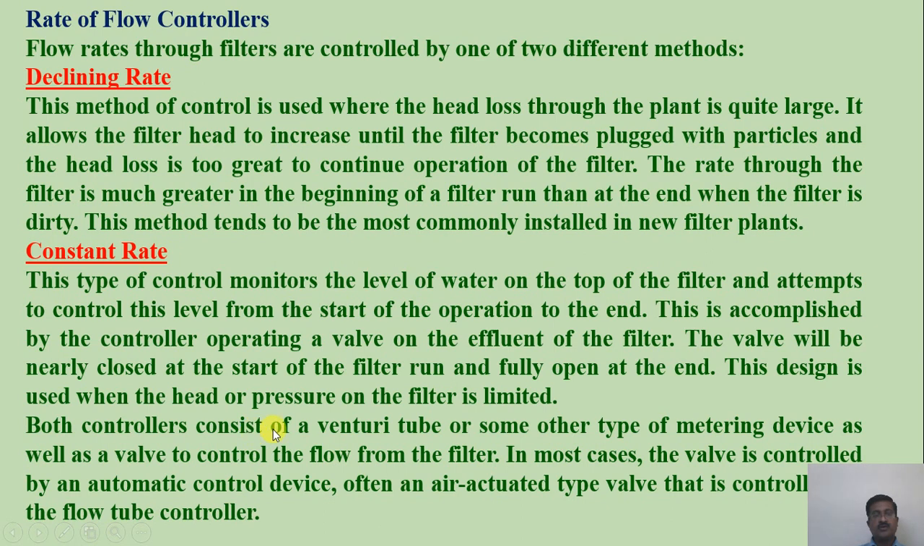Both controllers consist of a venturi tube or some other type of metering device, as well as a valve to control the flow from the filter. In most cases, the valve is controlled by an automatic control device, often an air-activated type valve that is controlling the flow tube controller.